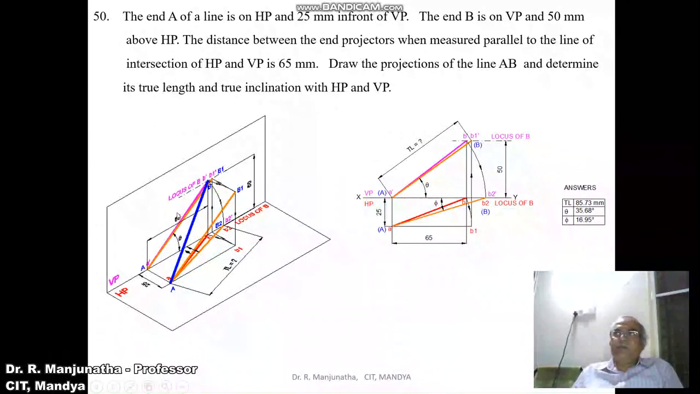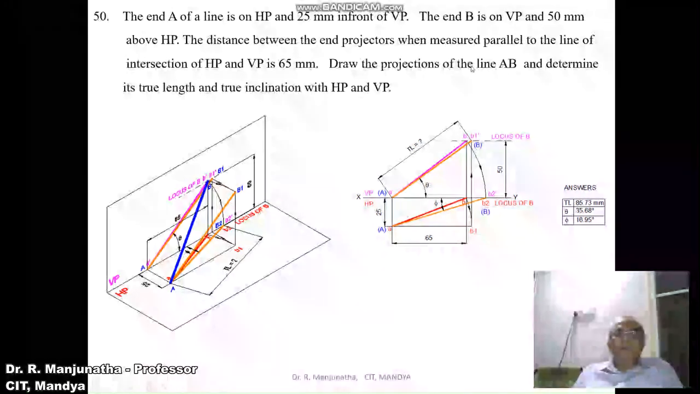So we know the locus of B in the front view as well as the locus of B in the top view. And then the distance between the end projectors when measured parallel to the line of intersection of HP and VP is 65 mm. So from the XY line, you measure a distance of 65 mm and draw a vertical projector. That will fall on the locus of B in the front view and also the locus of B in the top view, where it cuts. So this is going to be the line capital A capital B, which is in space.